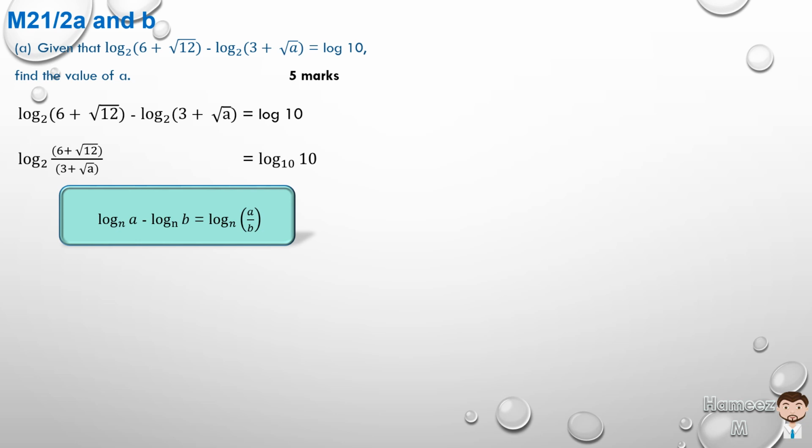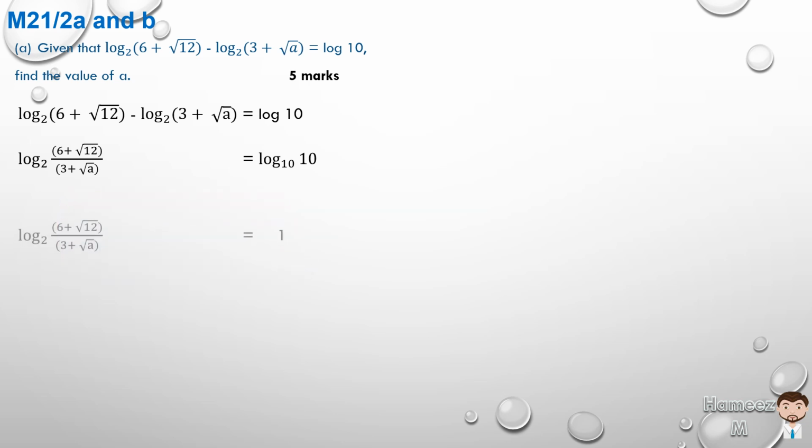Now it's understood that it's base 10. So let's rewrite it, and we recognize that log 10 to base 10 is 1. So if we want to remove the logs, we can carry the 2, which is the base, across. It will give us 2 to the power 1.